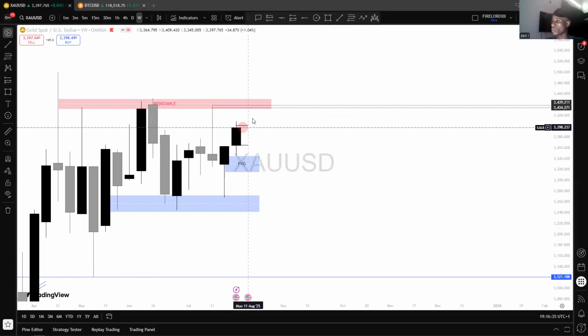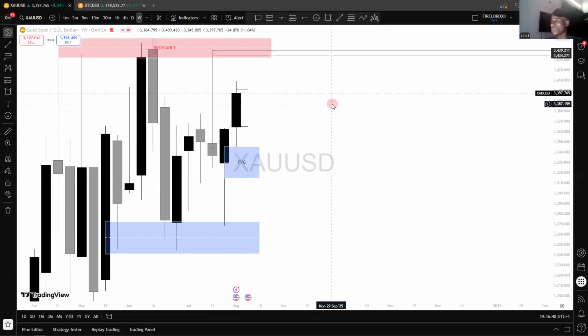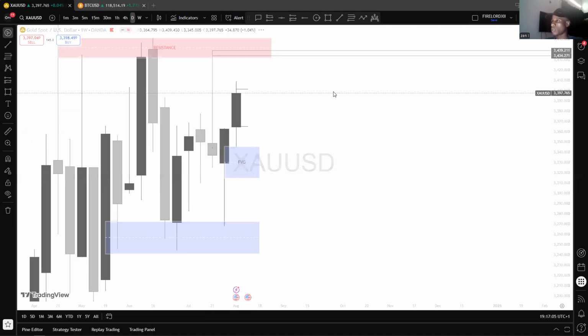Price can still push further to the upside. It has potential to push further to the upside. So now this new weekly candle is going to open and do its thing. So yeah, this is the weekly range. Who knows? You might get a buy continuation, you might get sales, anything can happen.